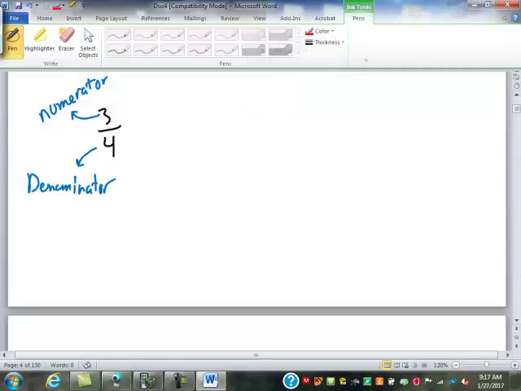So the bottom number is called the denominator. Now, what does it mean to be a numerator? What does it mean to numerate? Well, every 10 years, our government sends out people to do the census to enumerate the population. What are they doing? They're counting. Very good. That is a count. That is telling us that we have 3 of something.